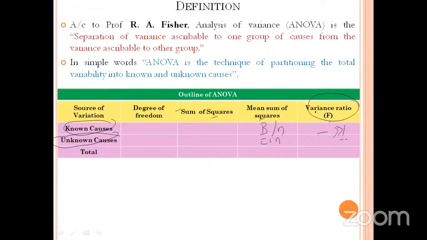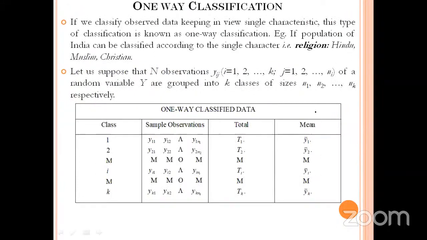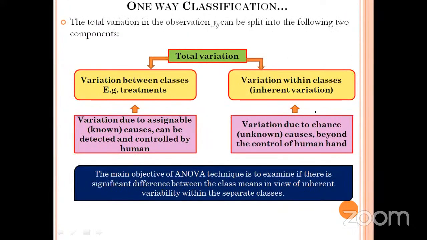See, even if you see the definition, it is here. ANOVA is a technique of partitioning the total variability into known and unknown. That means total variance into between-the-group variance and within-the-group variance. This is the simple crux of ANOVA. So the rest is just for your reference.